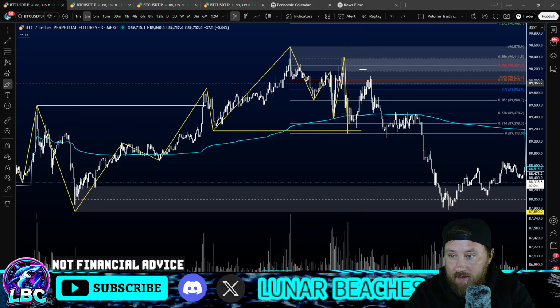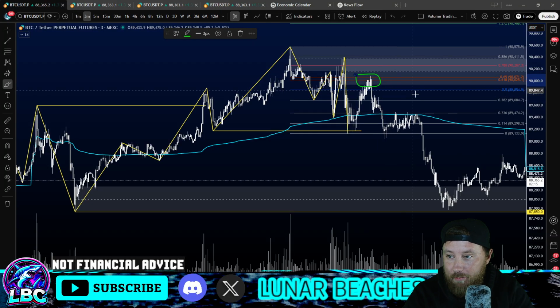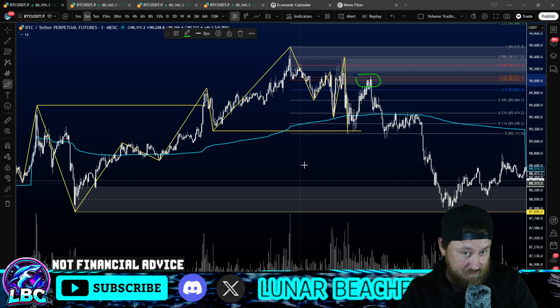And now we are getting into another supply zone, and this is where our confluence is. We have the golden pocket, we have supply zone, we have change in market structure, breaking this low, and now we have retraced to the golden pocket, and now we have a high probability setup. That's it. That's the one.